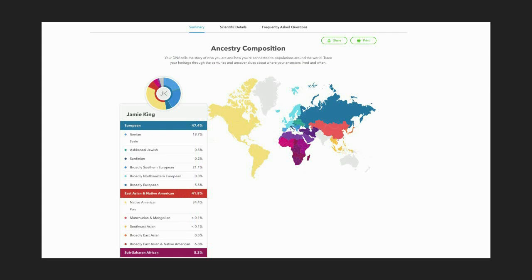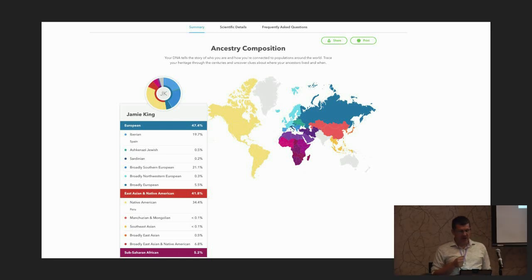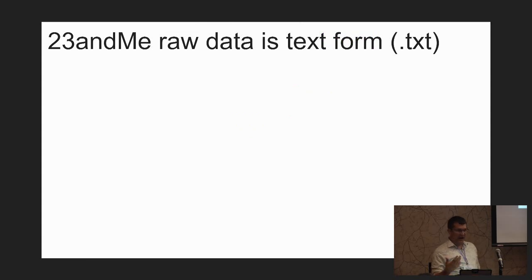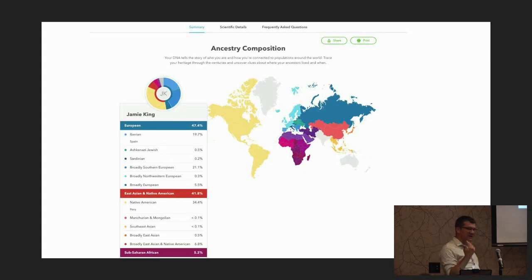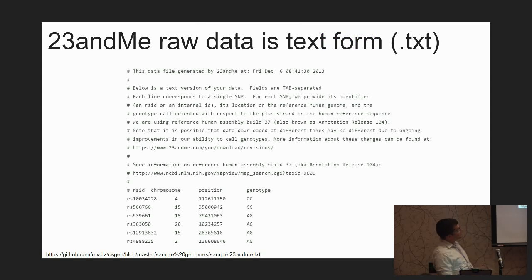Now, if you submit a sample to an ancestry company like 23andMe, you can get a big fancy report back that tells you about ancestry and your DNA and some health stuff. But what I want to talk about today is what happens when we download the raw data, what we can do with it ourselves, and then how they are actually getting some of this fancy information from that raw data. And so this is what it looks like.